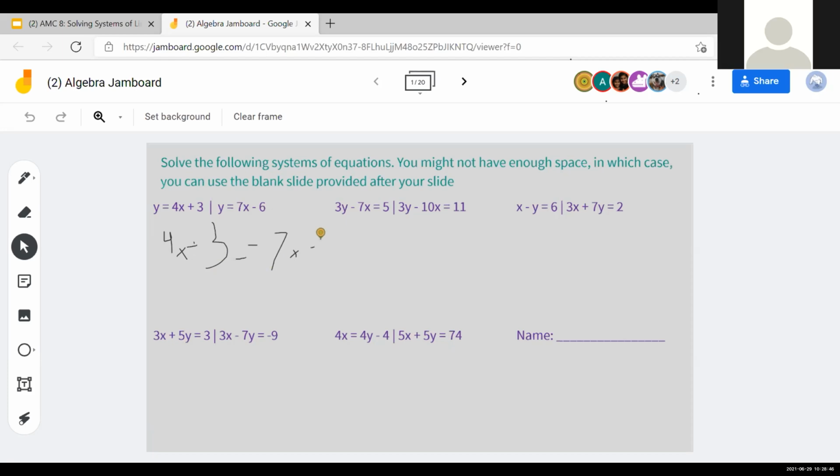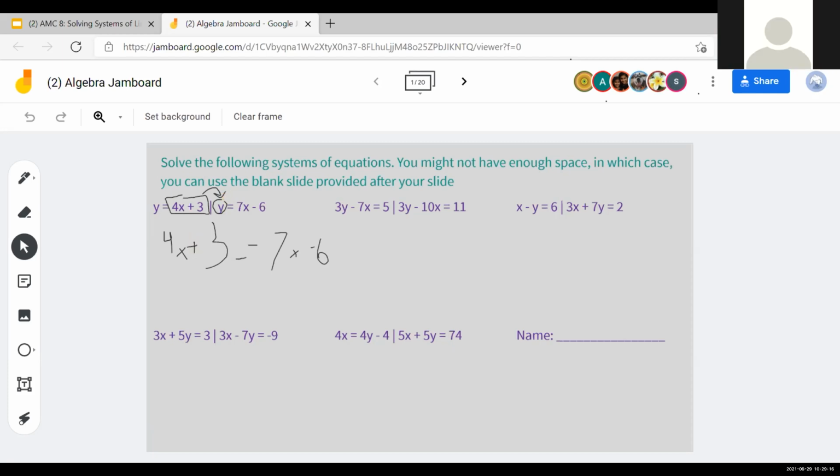So you just subtracted the y from both sides? Well, we do not subtract y from both sides. We substitute this 4x plus 3 for the y, because we know that y is equal to 4x plus 3 and y is also equal to 7x minus 6. So we're just able to substitute this 4x plus 3 for this y right here. So we aren't actually subtracting anything. We're just substituting.